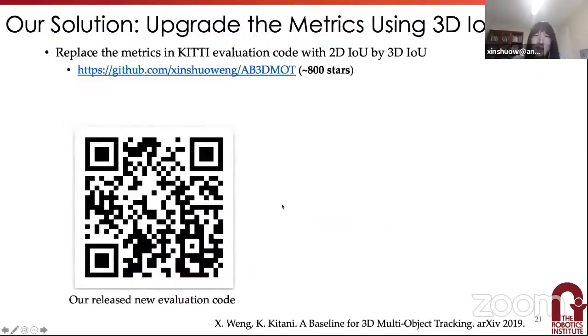Okay, so this leads to our solution. We are basically replacing the metrics in the KITTI evaluation code by changing the 2D IoU to 3D IoU. That's simple, and we released our code on GitHub, which received about 800 stars so far. Anyone interested, we put our QR code here for you to scan.